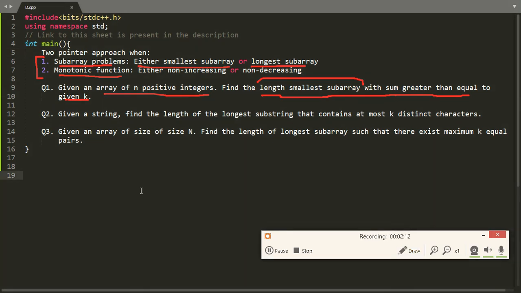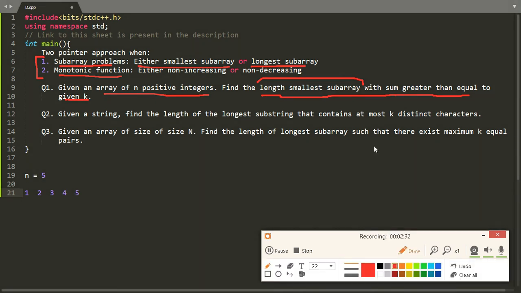let's take an example. Let's say we are given an array of size 5 with values 1, 2, 3, 4, 5. As you can see in the given question, all the values are positive integers, therefore I have taken all the values as positive. Now we have to find the length of the smallest subarray with sum greater than or equal to given k, such that here we have to check whether the sum is a monotonic function in the given array or not.